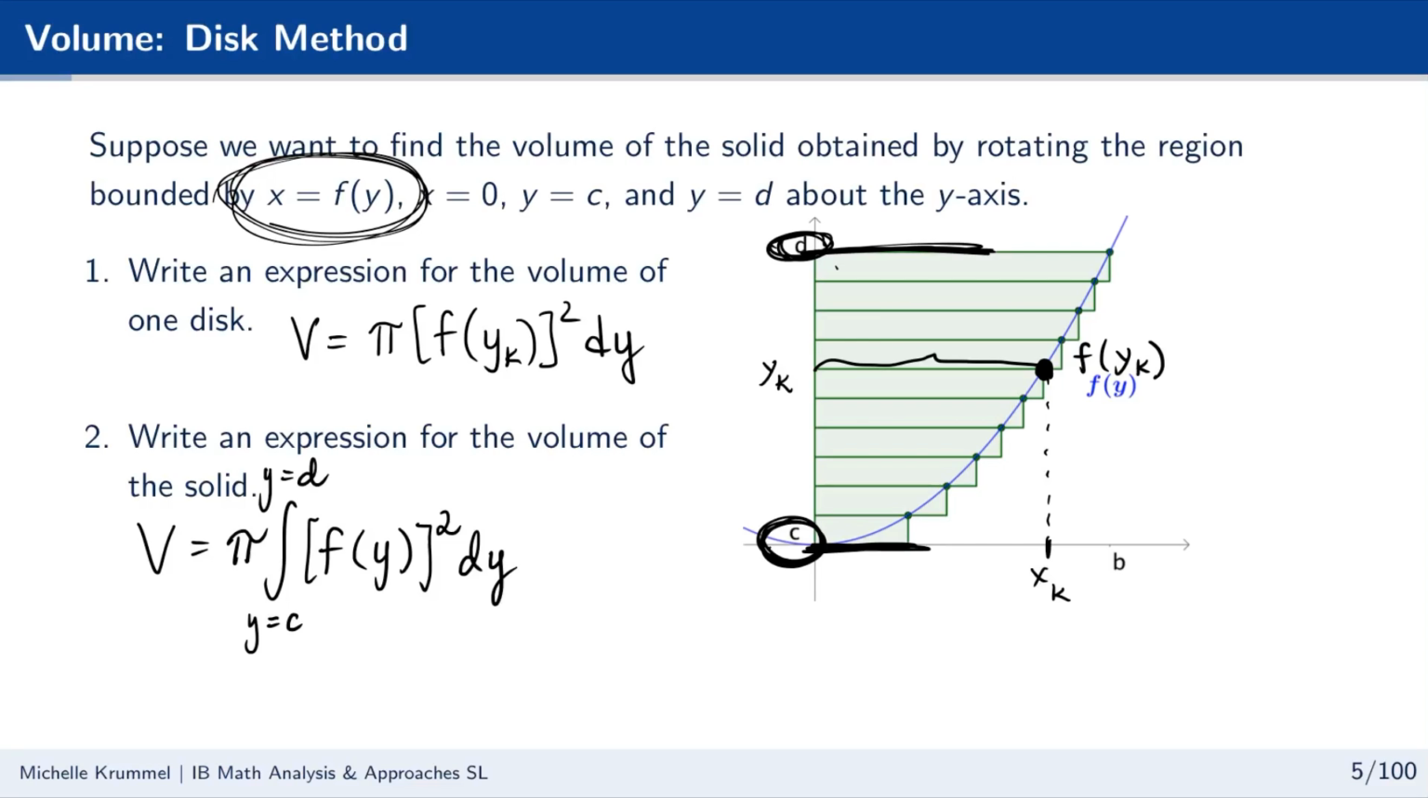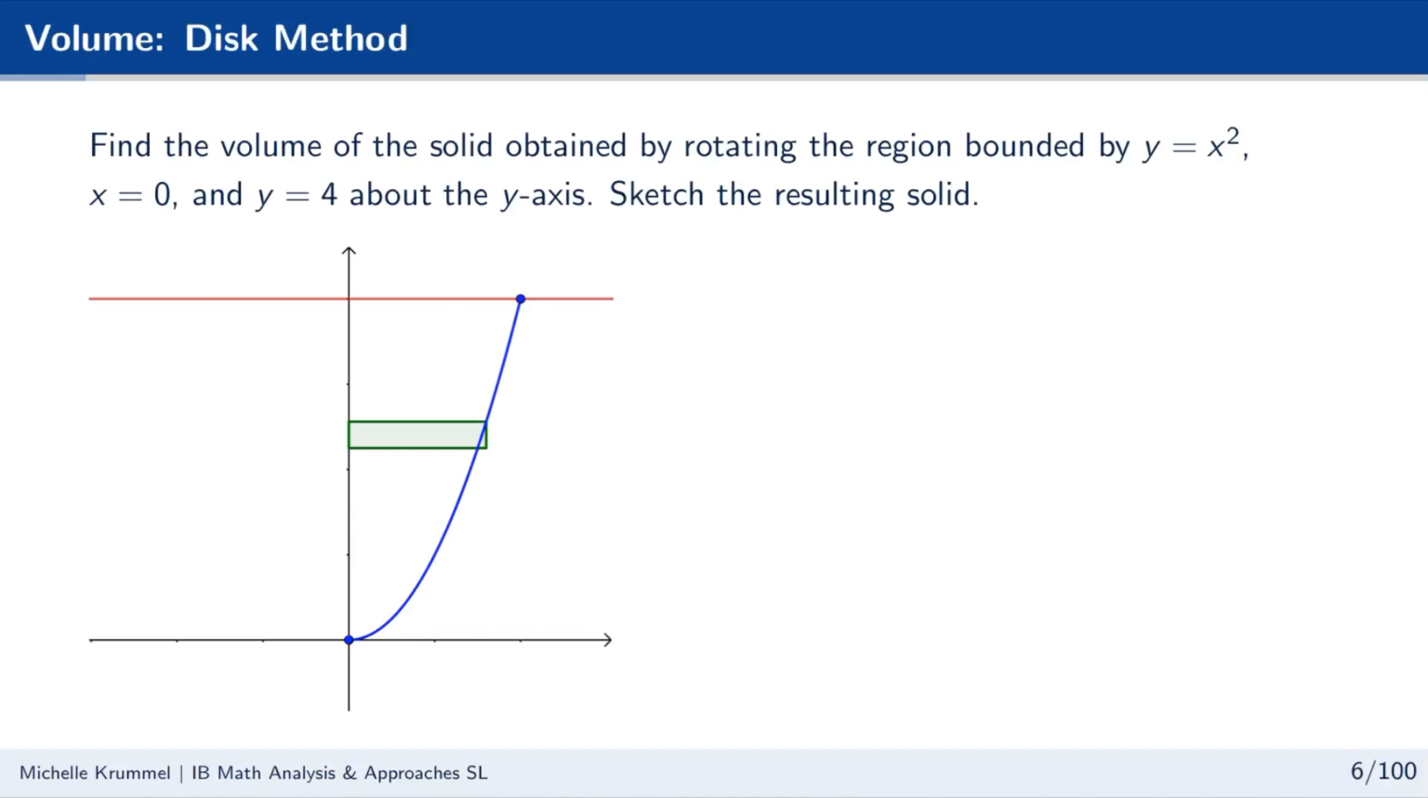And as part of that work with the summation, the k is going to disappear. Find the volume of the solid if we rotate the region bounded by y equals x squared. So that's this graph right here. That's our y equals x squared.